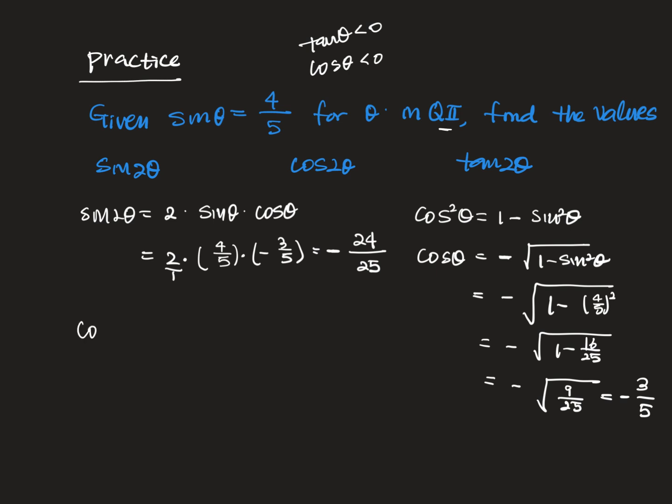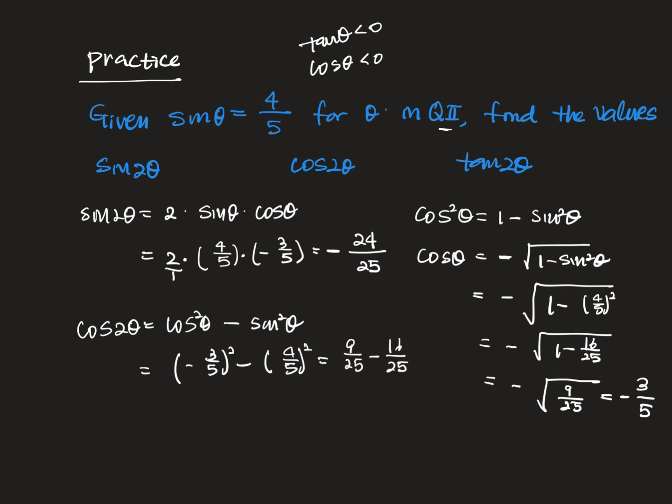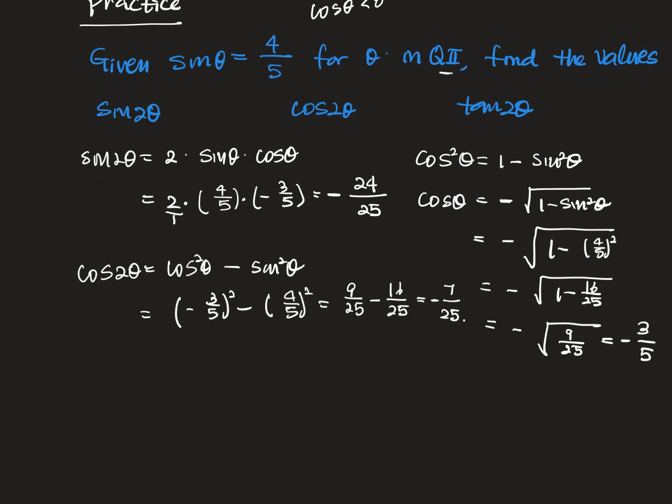Okay, let's do cosine 2 theta. This one is cosine squared theta minus sine squared theta. So cosine squared theta, negative 3 over 5 squared, minus 4 over 5 squared. That's 9 over 25 minus 16 over 25, which is negative 7 over 25. Okay? All right, tangent 2 theta.